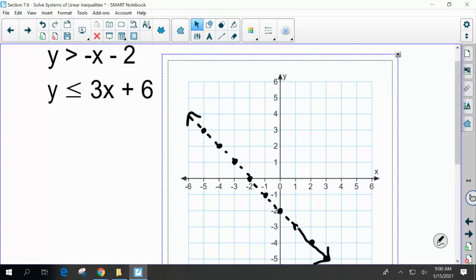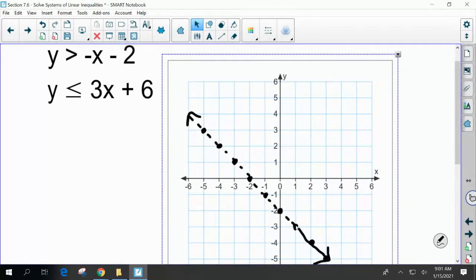Does anybody remember how we tested these? Don't you put something in for X, and then if it's right, then that's where you shade, and if it's not, you put all other stuff? Correct. We tested it by putting in a number in a solution, and it has to be a number that is not on the line. So I can't choose something on my line. Remember, we would usually choose 0, 0 if we could. That was the easiest one to choose. In this case, we can because 0, 0 is not on your line.